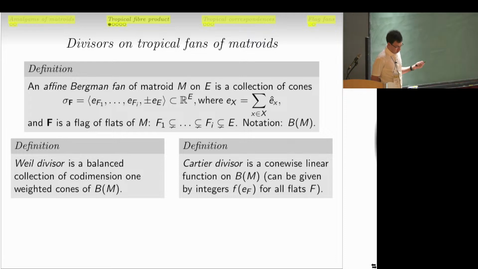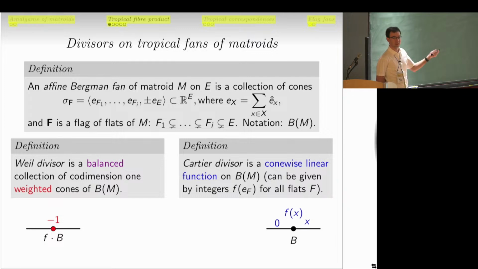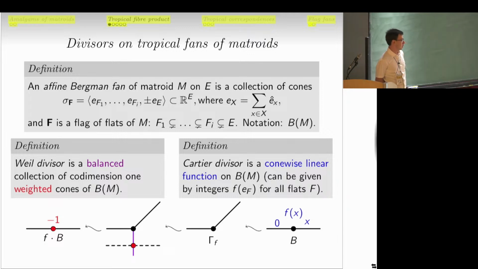Now, weighted just means that we attach integer weights to the cones, and balanced, well, I'm not going to give a formal definition, but I'm going to give an example which everybody sees when seeing this for the first time. If we have such a fan and such a piecewise linear function, then we can construct the actual graph of this function, which is not going to be linear because it was only piecewise linear. And then it's not balanced, which means that if we sum up the vectors coming out from the 0, then it will not sum up to 0.